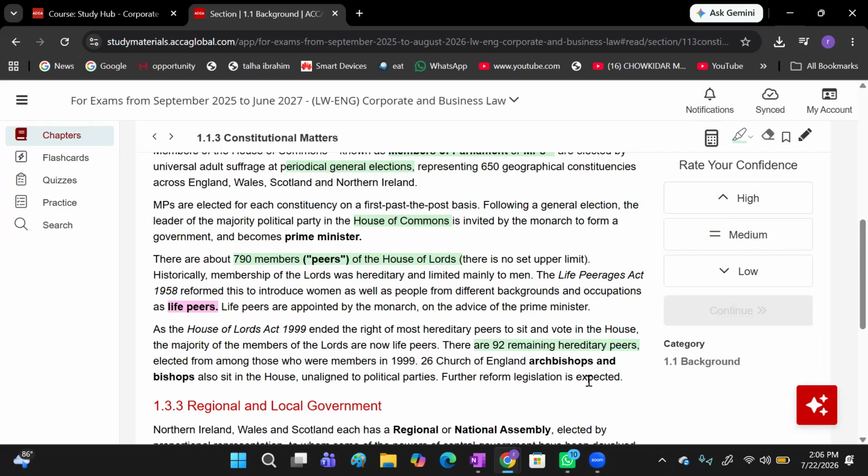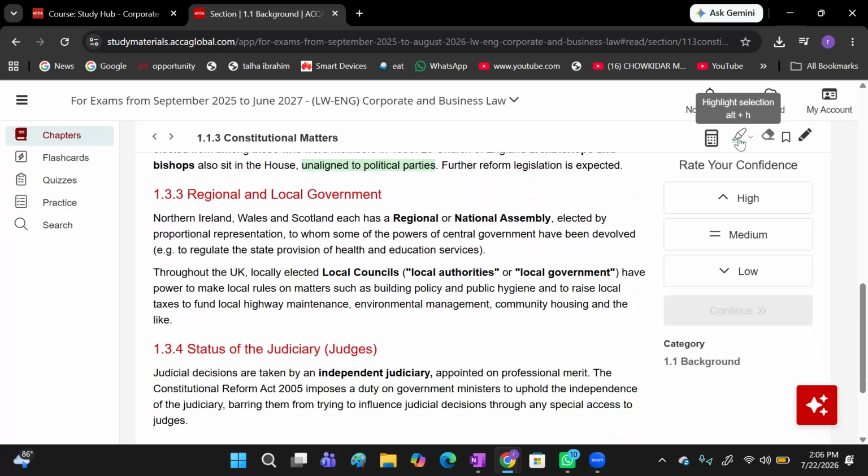The Church of England's archbishops and bishops also sit in this house, and they're unaligned to any political party. Their agenda is not to be part of any political party. The people who are associated with political parties are the members of the parliament who have been elected, who sit in the House of Commons.